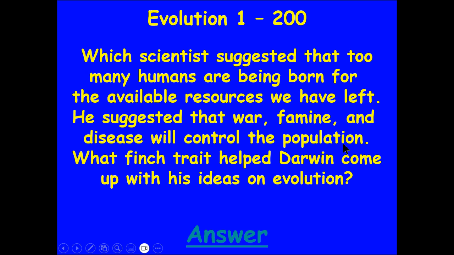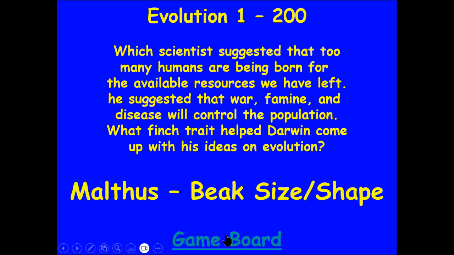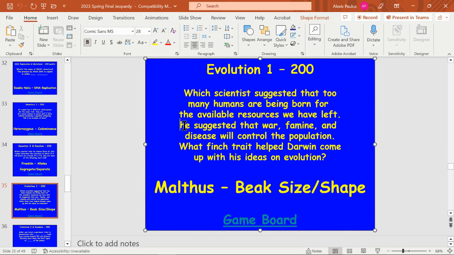Answer coming in 5, 4, 3, 2, and 1. All right, so that was Thomas Malthus, and it was the size or shape of the beak that helped Darwin come up with his ideas. Fix this real quick.